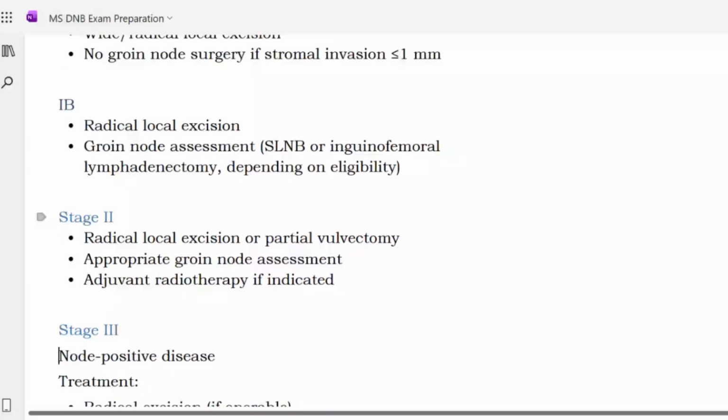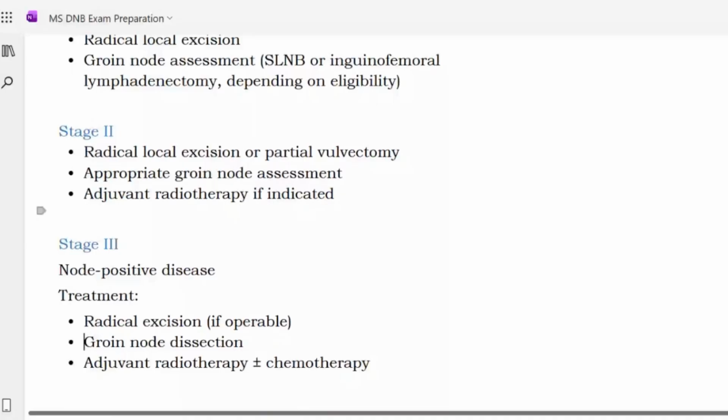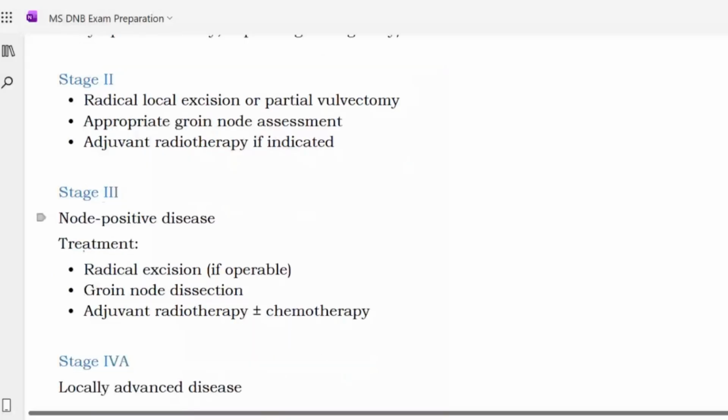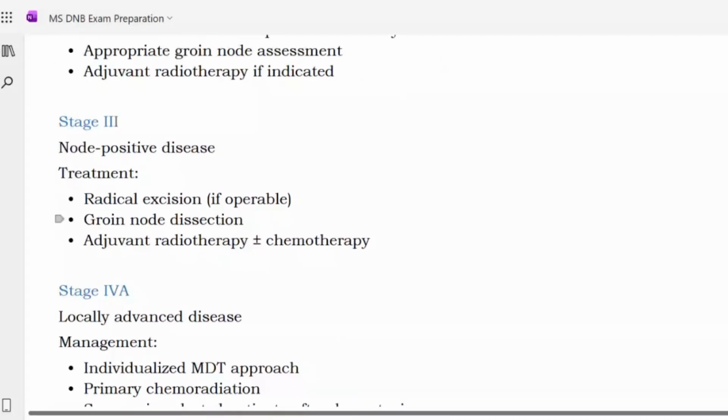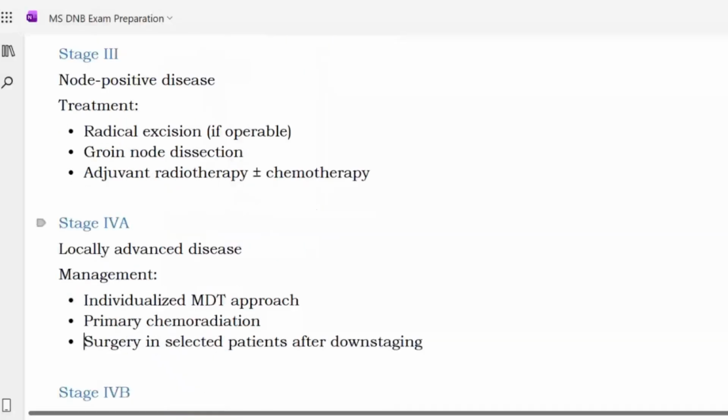Now stage 2. Okay, stage 2, here radical local excision, or you can go ahead with the partial vulvectomy, and you will also go ahead with the groin node assessment followed by appropriate dissection, or most of these patients will require adjuvant radiotherapy also. Stage 3 is a purely nodal disease. Here concurrent chemoradiation you can decide, or you go ahead with the surgery, either partial or complete vulvectomy you can do, radical vulvectomy you can do, and groin node dissection will be required. Adjuvant radiotherapy or concurrent chemoradiation is required.